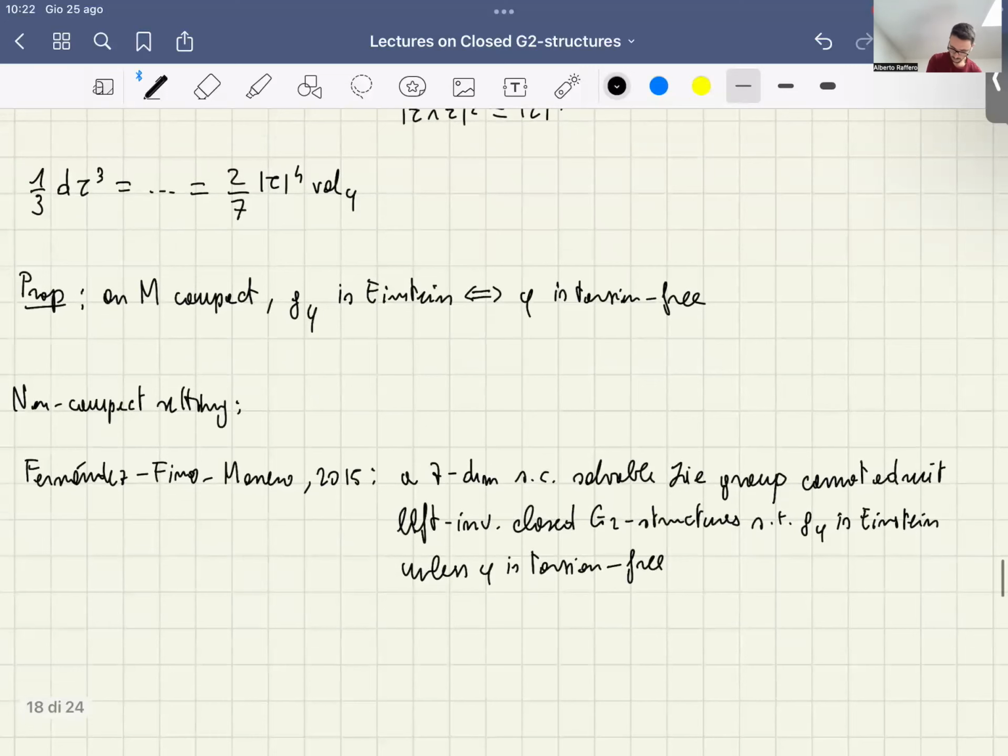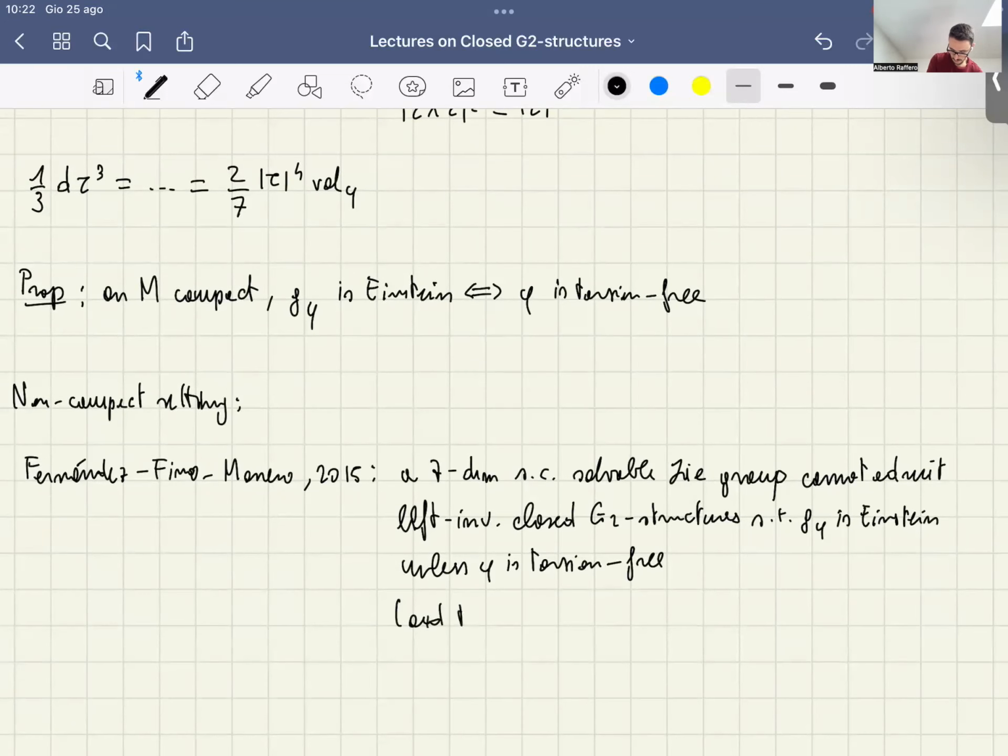So in particular, this means that g_phi is actually flat. Since in this case, the 3-form is torsion-free and you have a left invariant Riemannian metric, you have that the Ricci tensor is 0, so it is Ricci flat. And then in the homogeneous setting, this implies flat by a result of Alekseevsky and Kimelfeld, which was proven in 1975.